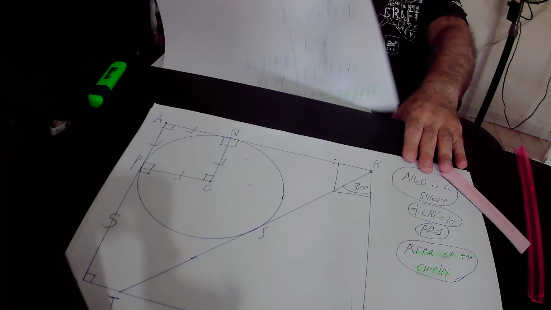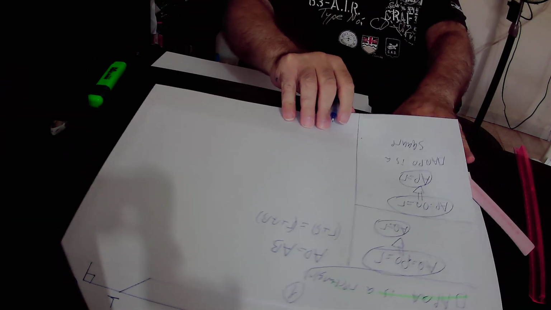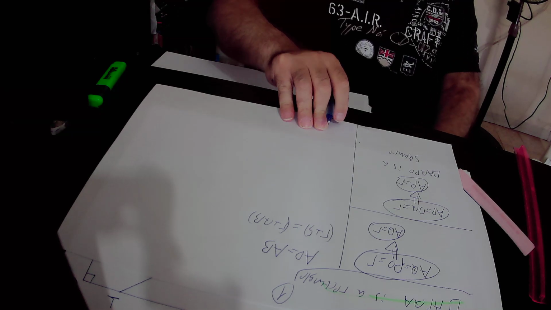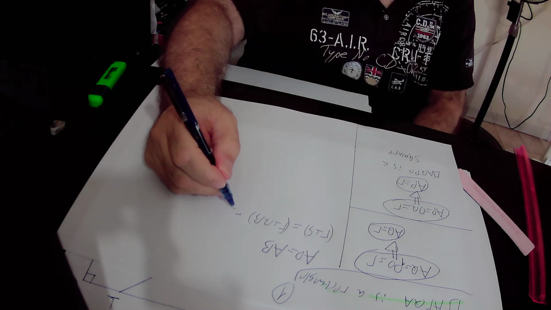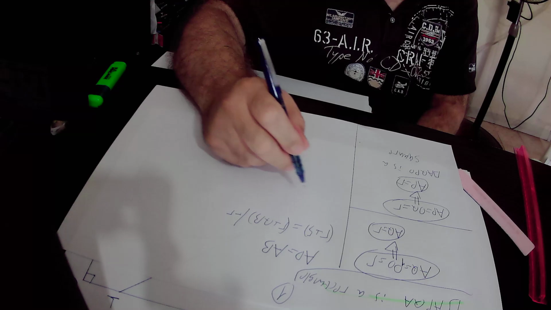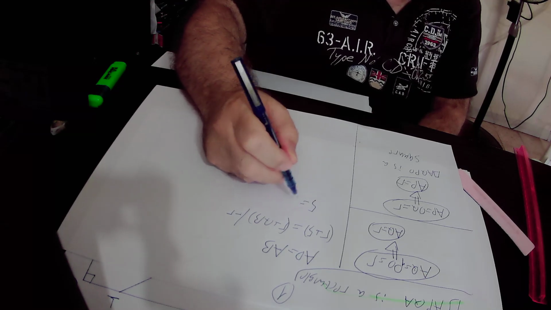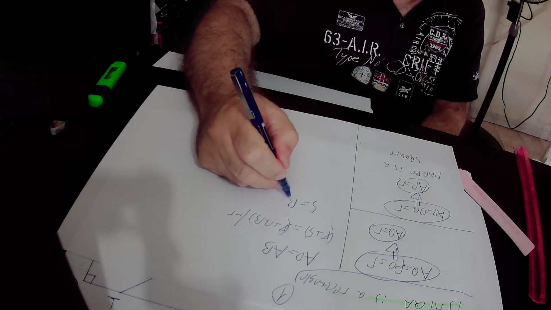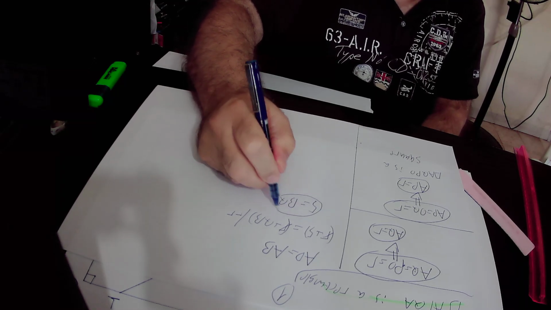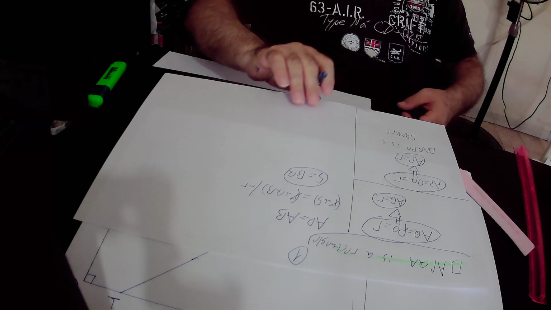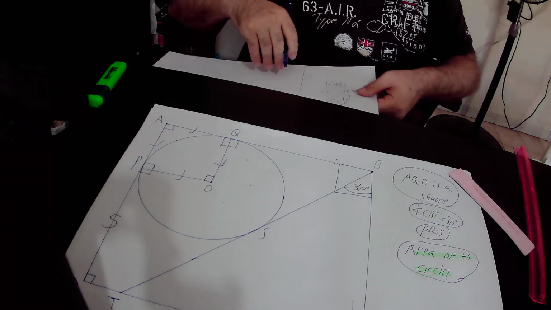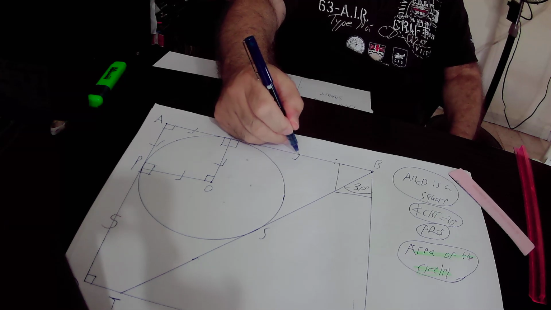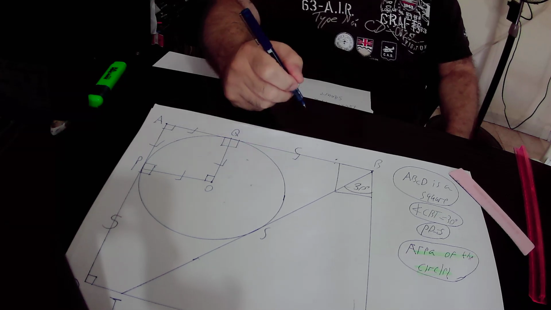So we found out that R plus 5 equals R plus QB. Here we subtract R from this equation and we get that 5 equals BQ. So we found out that BQ equals 5.